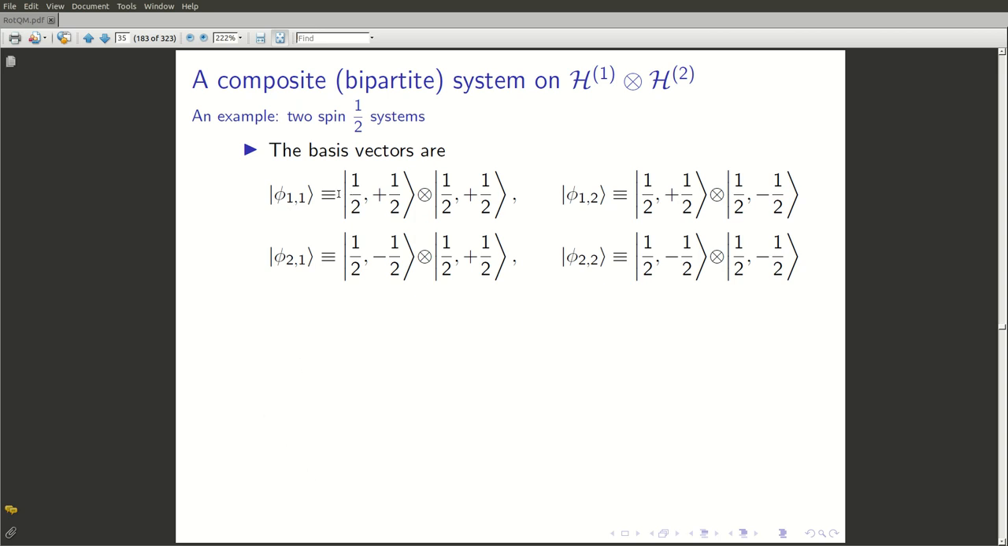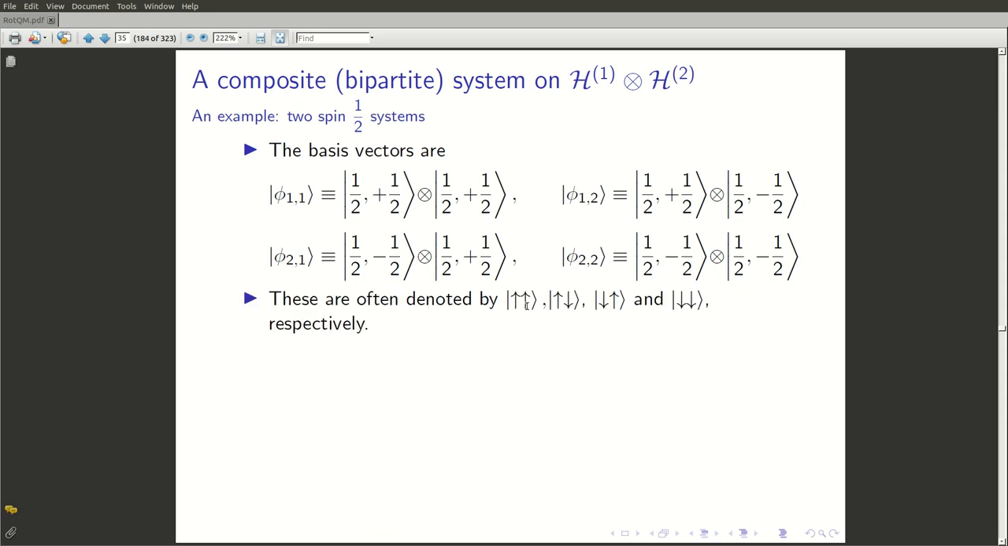So you take half, half with half, half, that's what I've called phi 1, 1. Phi 1, 2 will be half, half, just one state for the first spin, and half, minus half, the two state for the second spin. Similarly, we have phi 2, 1 and phi 2, 2. So 4 basis vectors in all.